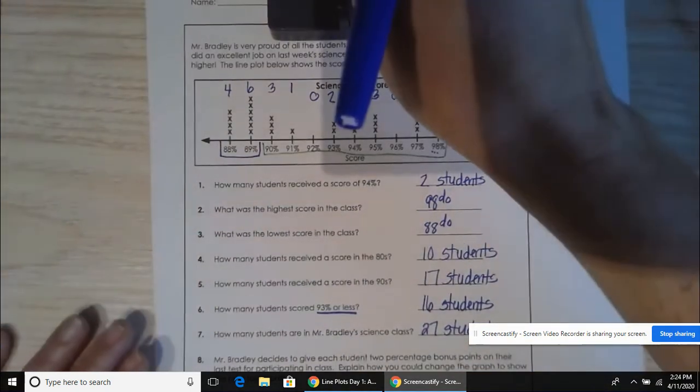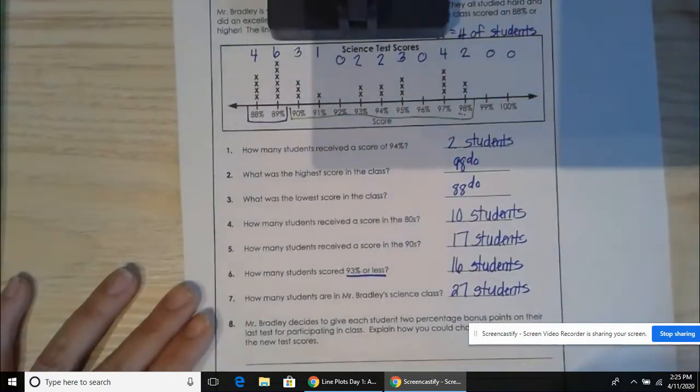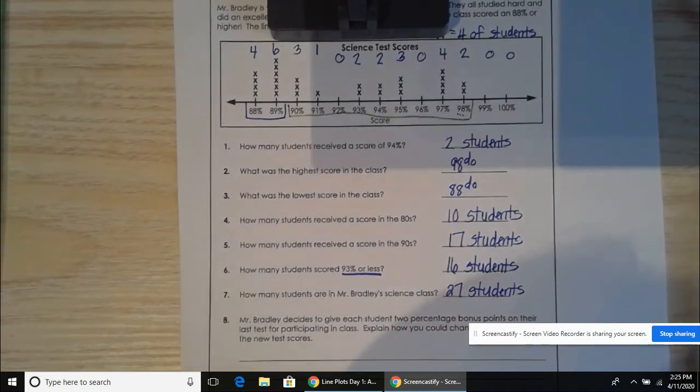Okay, now we're going to take a look at this last question. I'm just going to move this up a little bit. Okay. For this last question, we have to think a little bit more about the data. Mr. Bradley decides to give each student 2% bonus points on their last test for participating in class. Explain how you can change the graph to show the new test scores.